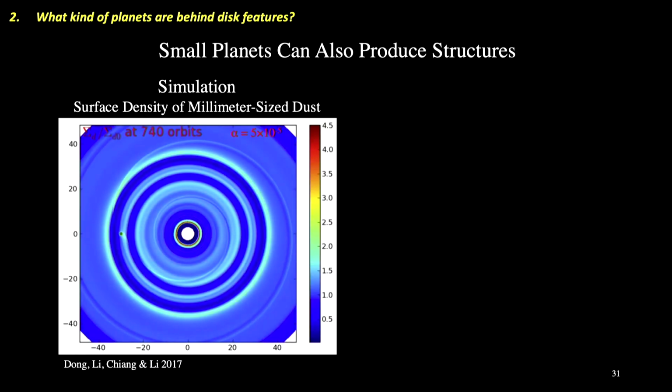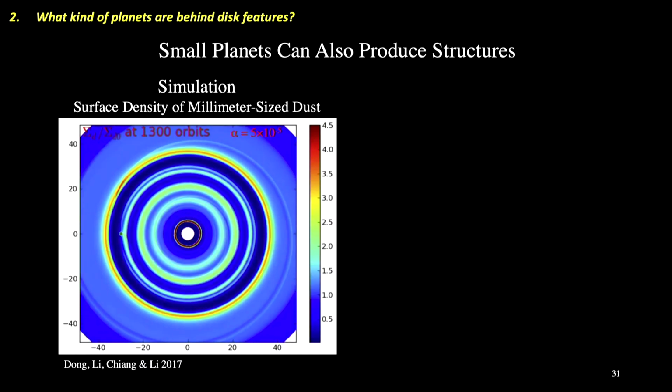The planet launches density waves and opens a bunch of narrow gaps. You might say this picture is somewhat different from the previous movies I showed, where a planet opens a big wide gap around its orbit. This is because, first, this planet is low mass, and secondly, the disk has a very low viscosity. Alpha is 5 times 10 to the minus 5. It is 1 to 2 orders of magnitude smaller than the viscosity used in the previous simulation.